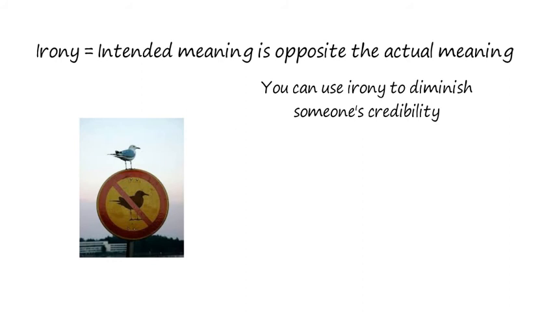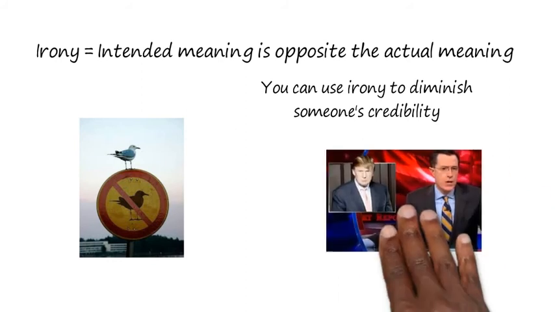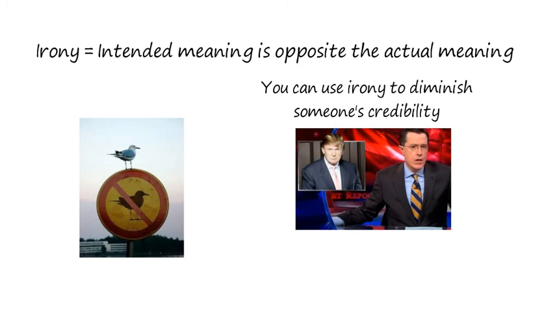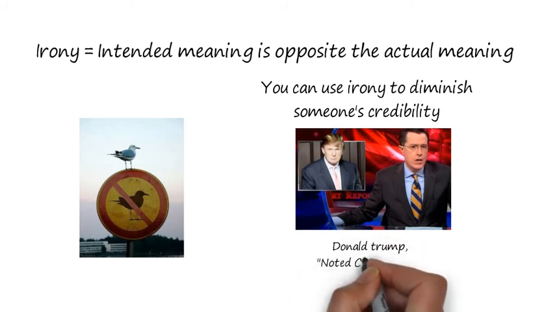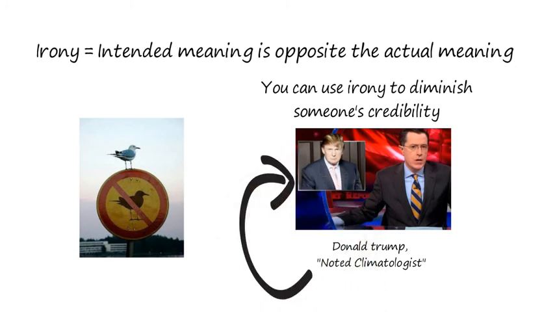Perhaps the best contemporary examples of using irony to make socially significant arguments are The Daily Show with Jon Stewart and The Colbert Report. For instance, Stephen Colbert once ironically opposed the theory that global warming is occurring and cited, quote, noted climatologist billionaire Donald Trump. Notice how easy it is to discredit a source with ironic qualifications. Donald Trump is not a climatologist, he's a businessman.